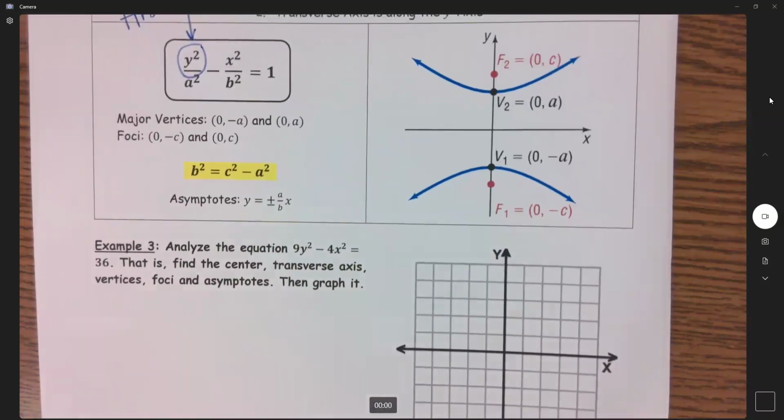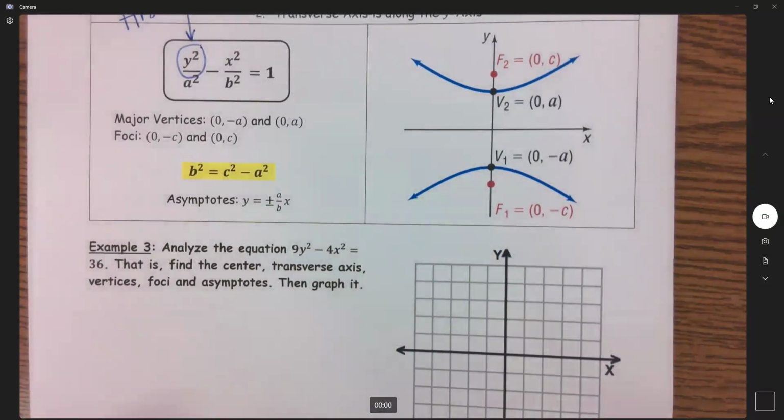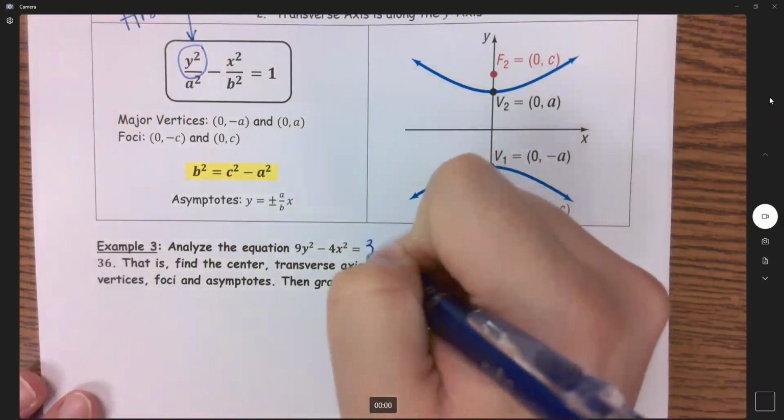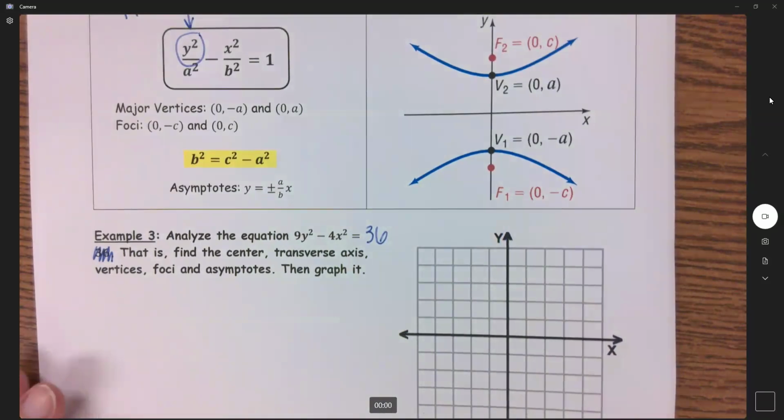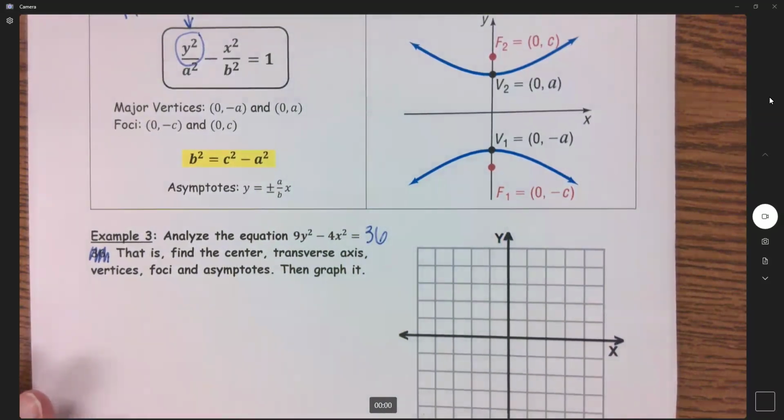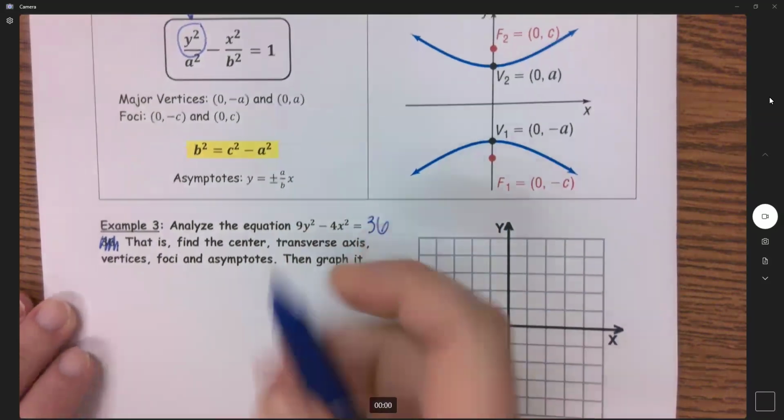So let's get into it. Analyze the equation. 9y squared minus 4x squared equals, I'm going to put 36 right here because that bothers me. And that is: find the center, transverse, vertices, foci, and asymptotes. So first thing I'm going to do is rewrite this down here.